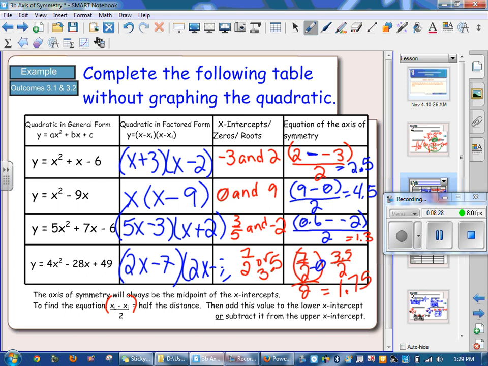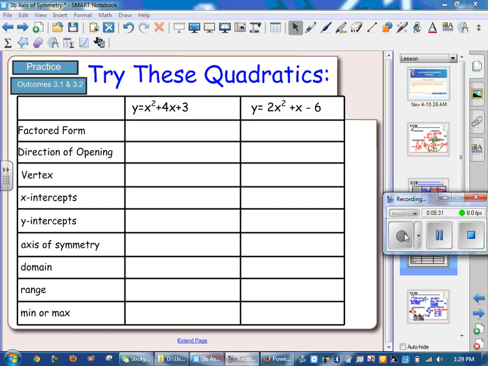Moving on, let's take a look. I want you guys to try and fill this out the exact same way. Please analyze your quadratics, and then we're going to talk about a few more examples of axis of symmetry. Okay, take a look at these ones. You tried them for a few minutes. Let's get them together. First one in factored form.